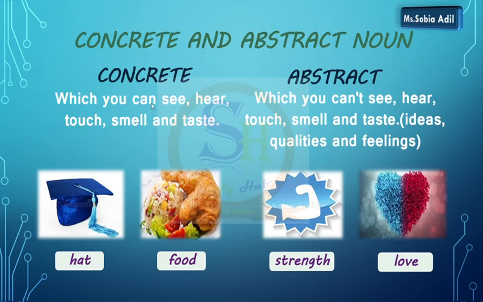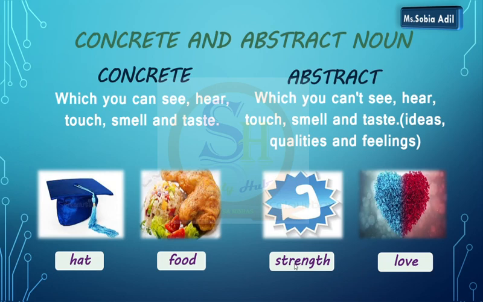कह सकते हैं, विच यू कैन सी, हेयर, टच, स्मेल एंड टेस्ट, राइट। ऐसे नाम, ऐसी चीज़ों के नाम हैं कि जिनको आप टच कर सकते हैं, स्मेल कर सकते हैं, टेस्ट कर सकते हैं, राइट। फॉर एग्जाम्पल हैट, right, you can touch it, you can wear it. Food can be smelled, food can be tasted. All right, next one is abstract noun, which you cannot see, hear, touch, smell and taste. It can be idea, it can be quality, it can be feeling. For example, love, for example, sadness, for example, happiness.